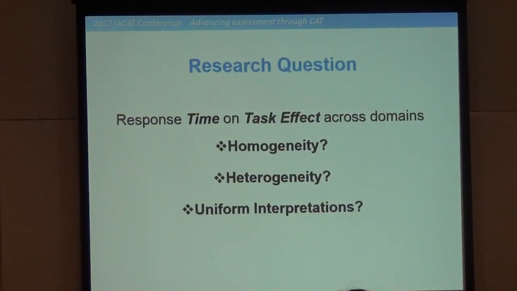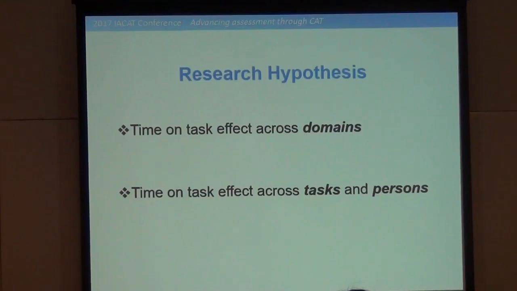The research question is: across different domains, is the response time on task effect homogeneous, heterogeneous, or do we have uniform interpretations? Basically, I have two research hypotheses. First, I want to investigate the time on task effect across domains. And second, I want to see the time on task effect across tasks and persons. And in a few minutes, I will show you how I did it.